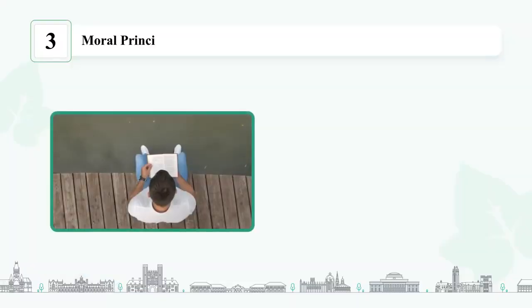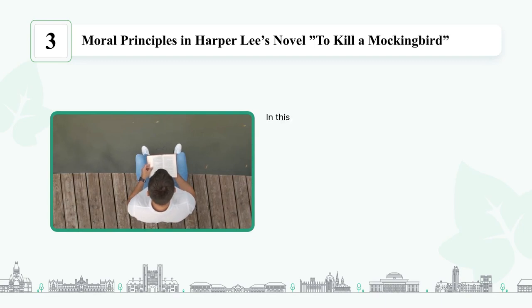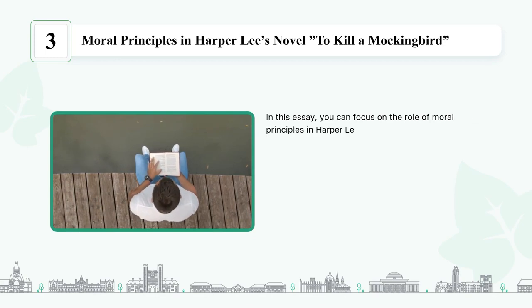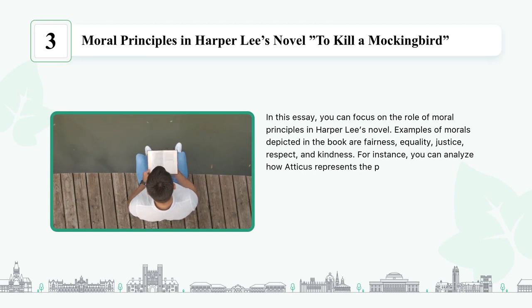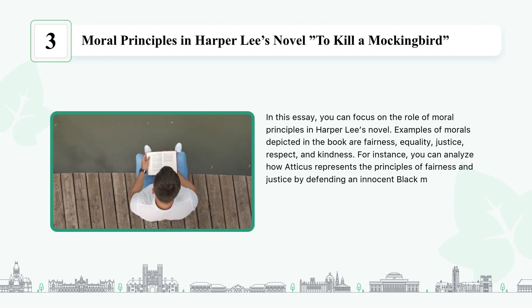Moral principles in Harper Lee's novel To Kill a Mockingbird. In this essay, you can focus on the role of moral principles in Harper Lee's novel. Examples of morals depicted in the book are fairness, equality, justice, respect, and kindness. For instance, you can analyze how Atticus represents the principles of fairness and justice by defending an innocent black man despite the community's prejudices.